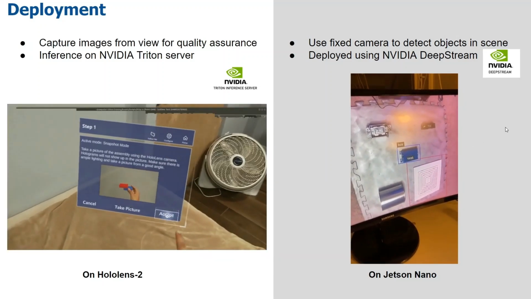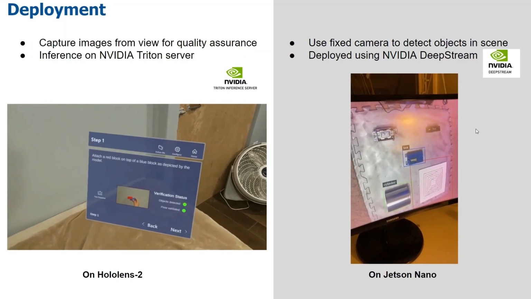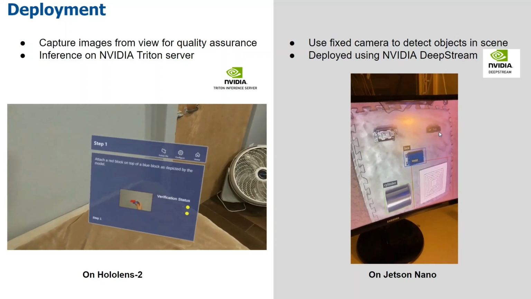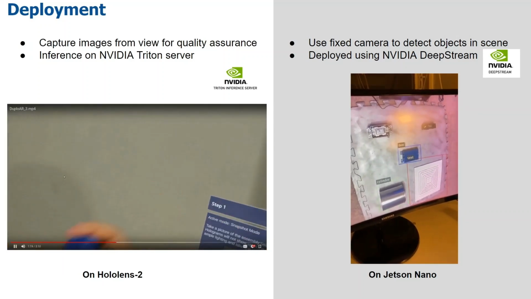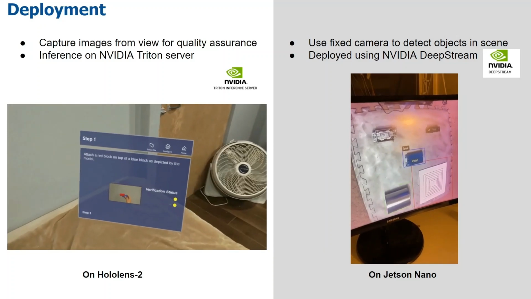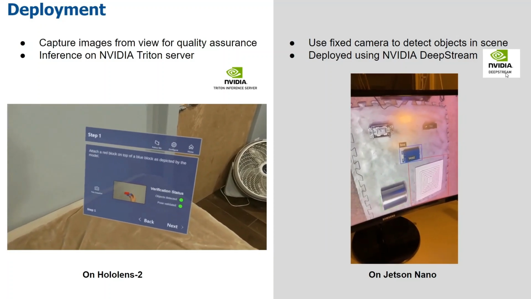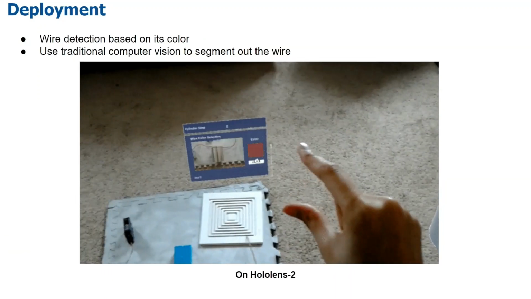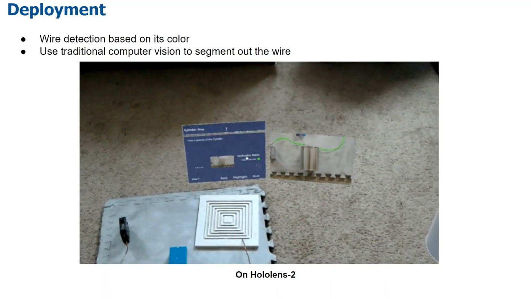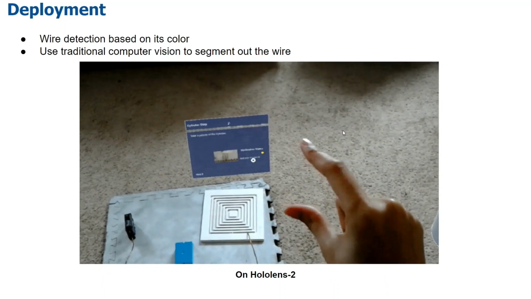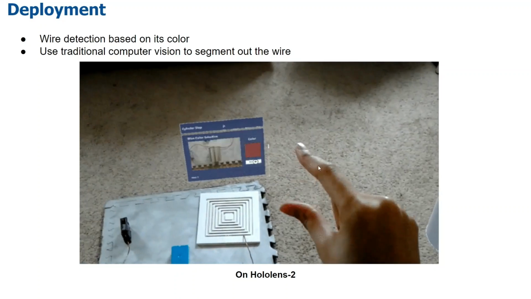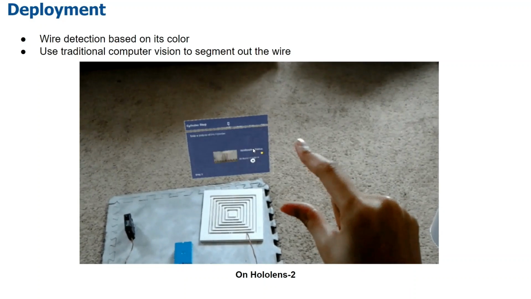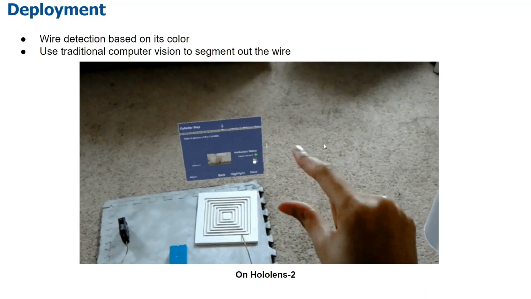On the right side, you can see a video snippet of inference running on the Jetson Nano in real time. The camera view is from our testbed. The Jetson is running an object detection model on device through Nvidia's DeepStream SDK. As a further example of how these models can all work together, here we have an example of object detection and a wire detection module working in tandem on the HoloLens 2. As you can see here, wire gets selected, and in the response, wire has been highlighted.